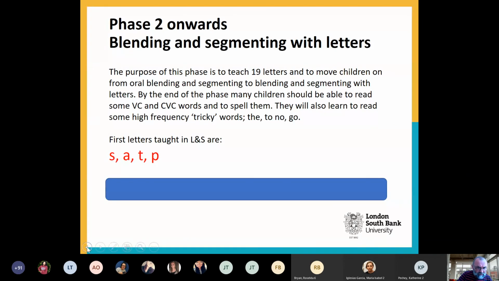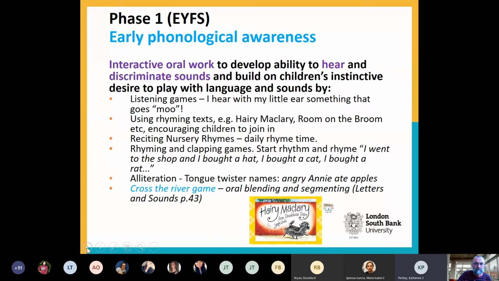I've jumped a slide here, haven't I, Catherine? Sorry. That's okay. So it was just a whistle stop tour through the phases. We don't spend much time on phase 1. No. Because that's very much the tuning into sound. So you'd spend an awful lot of time with young children with musical instruments and just thinking about the different sounds that different musical instruments make.